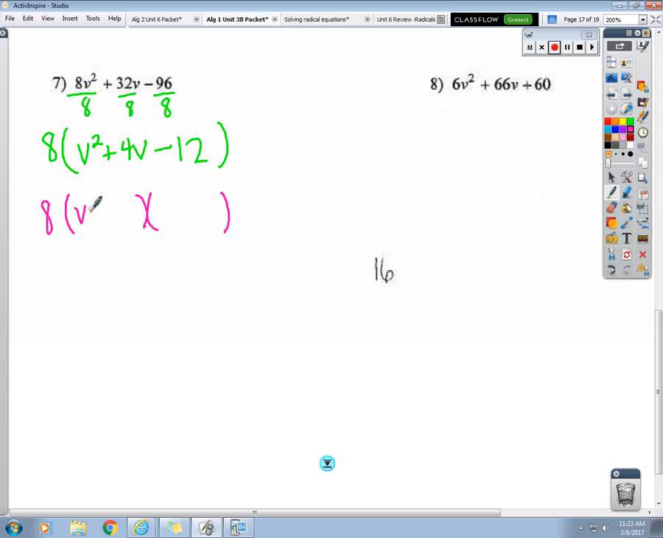And we're going to be doing v times v to get the v squared. And to get our numbers, they have to multiply to negative 12 and add to 4. What numbers will do that? 6 and negative 2. Okay, and so v plus 6, v minus 2.